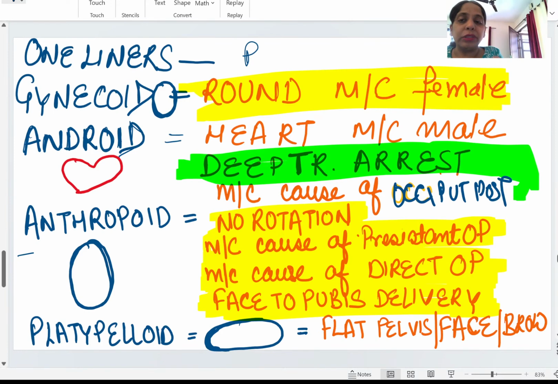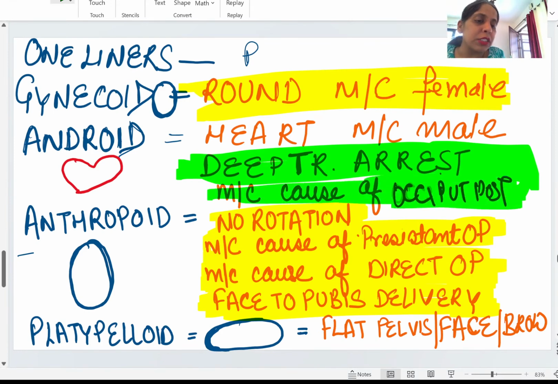Right? So these are the questions which they ask. Which is the most common cause of deep transverse arrest and which is the most common cause of occiput posterior? Occiput posterior. Okay.